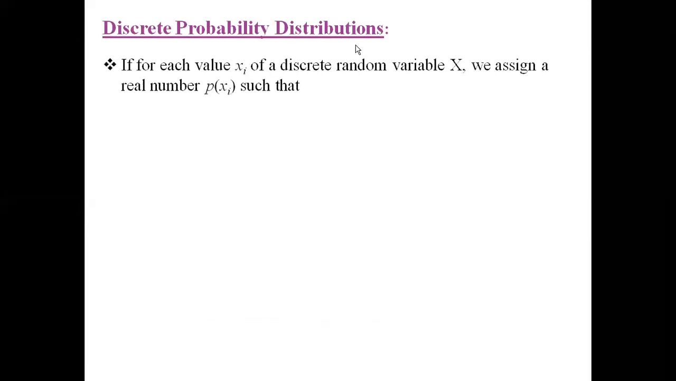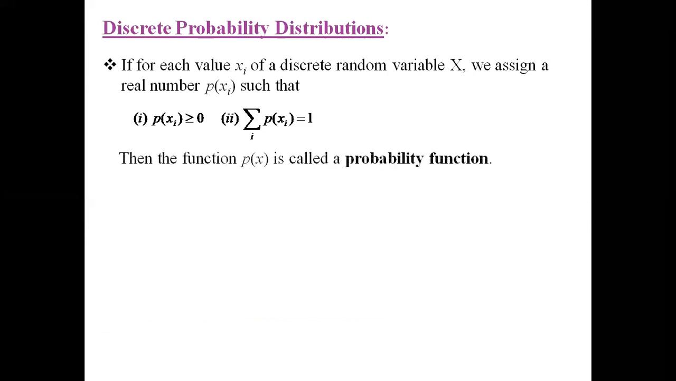Now let us understand the definition for discrete probability distributions. If for each value xi of a discrete random variable x, we assign a real number p of xi such that it satisfies the two conditions, p of xi is greater than or equal to 0, and summation p of xi is equal to 1, then the function p of x is called a probability function.